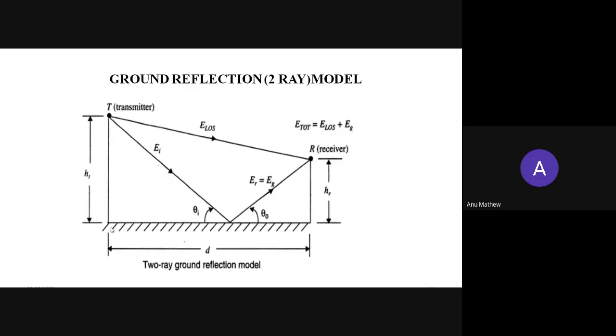The distance between the transmitter and receiver is D, the height of the transmitting antenna is HT and the height of the receiving antenna is HR. The energy of the electromagnetic signal in the line of sight path is ELOS, and in the ground reflected path EI is the incident energy and ER or EG is the reflected energy. Theta I is the angle of incidence and theta O is the angle of reflectance. Okay, so this is the ground reflection or two-ray model.